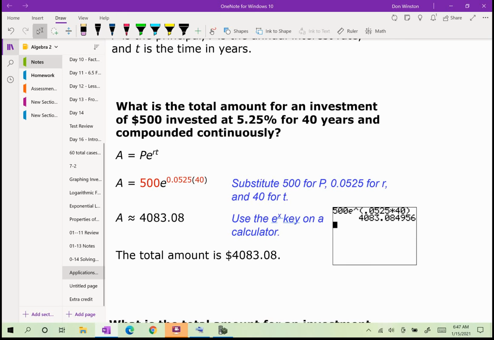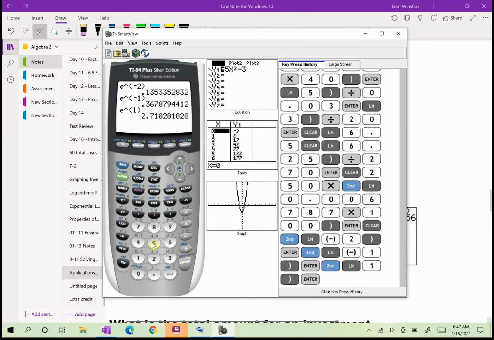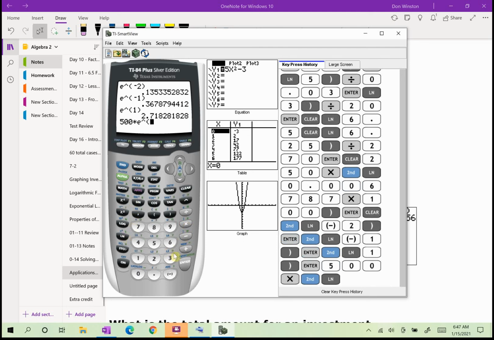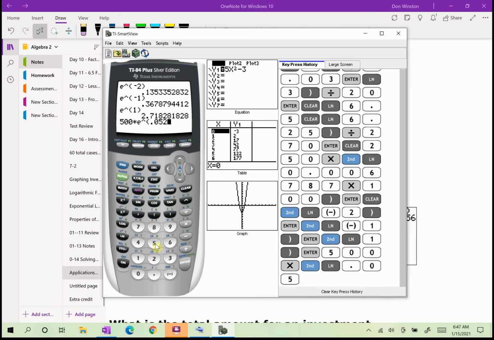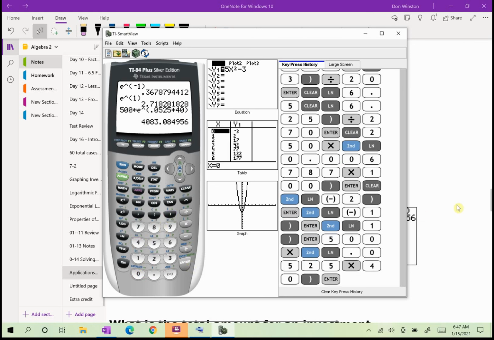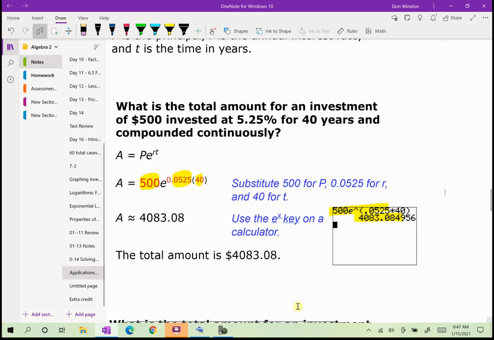So what is the total amount of an investment of $500? The initial amount is $500. We're going to invest that at 5.25%, so 0.0525, and for 40 years. Using our calculator, we would get 4,083. So I'll show you how. That was 500 times, second e, and so that was 0.0525 times 40. And voila, 4,083.08.